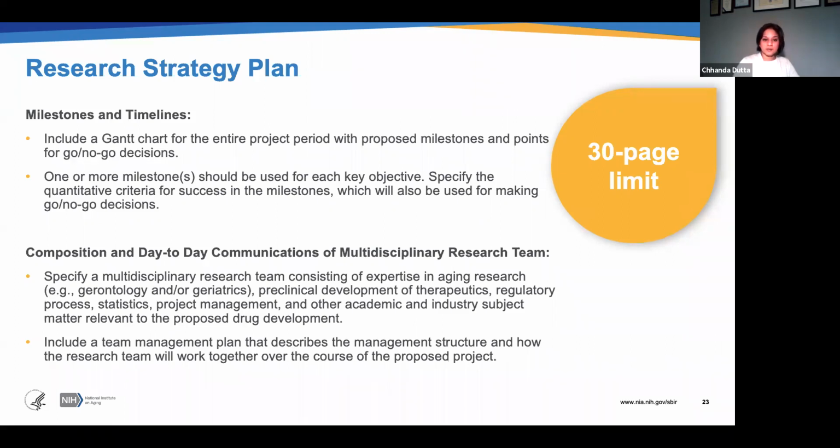Something else we want to emphasize is the multidisciplinary nature of the research team we expect in these U44 applications. You certainly need to have expertise in aging research, for example, whether it's gerontological or geriatrics expertise, along with the other kinds of expertise that would be standard for the preclinical drug development process. The other thing we would like you to include is a team management plan. We want to get an idea of how day-to-day operations will be coordinated and how the lines of communication and decisions will be made in the U44 study during the project period.